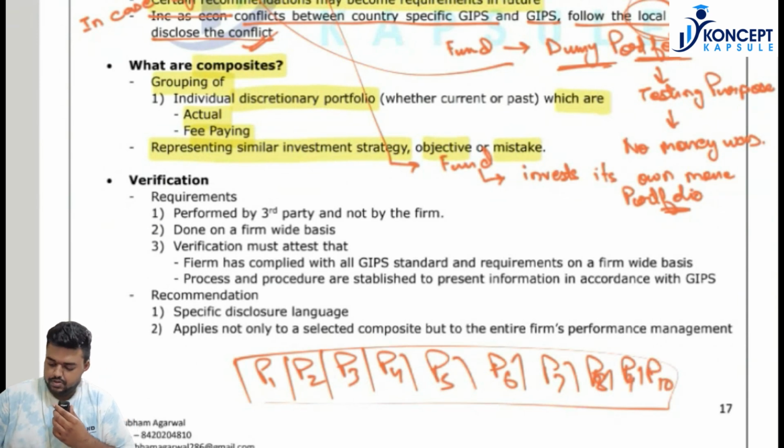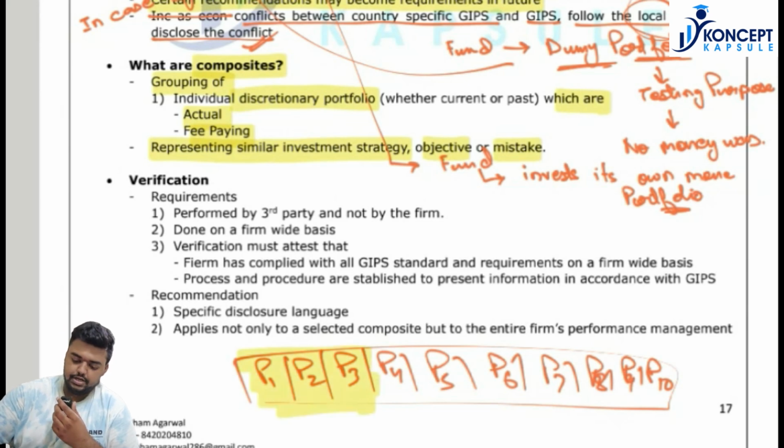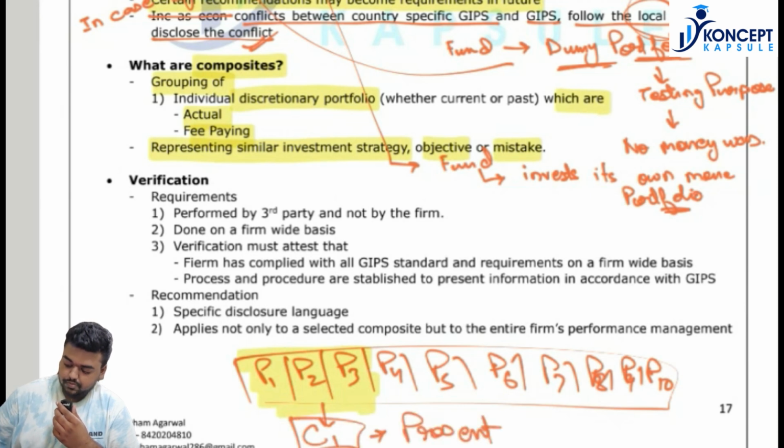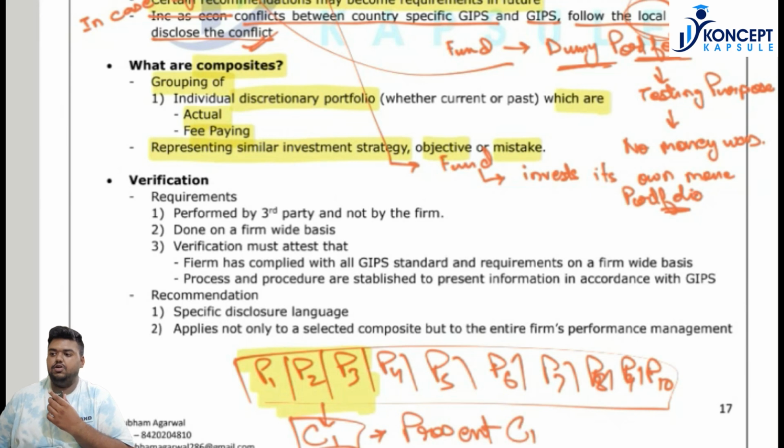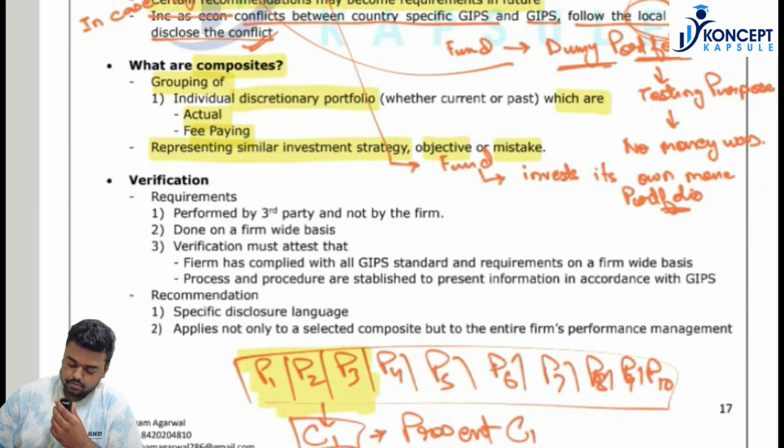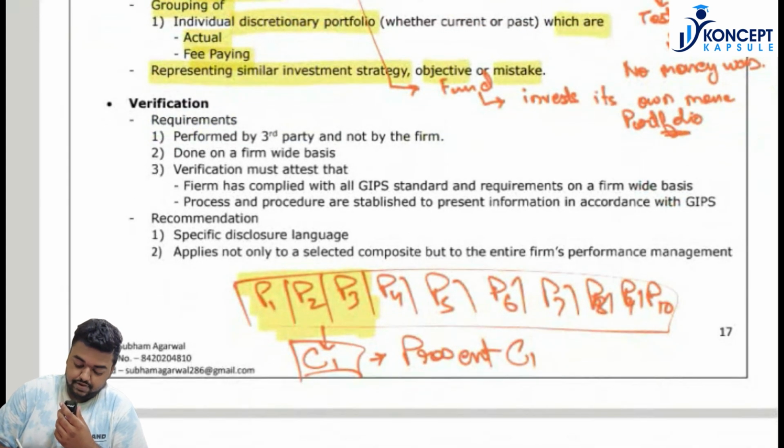Okay. What GIPS is saying is that if they are part of the same composite, present the performance of C1 rather than presenting the performance of P1, P2, and P3 separately. Okay, cool. The next topic that we will see is verification.